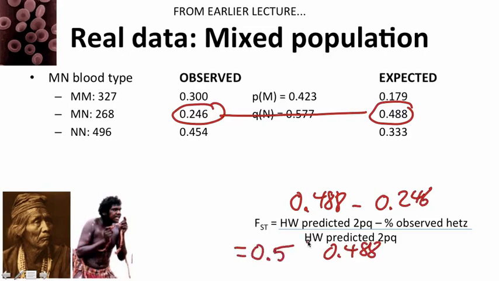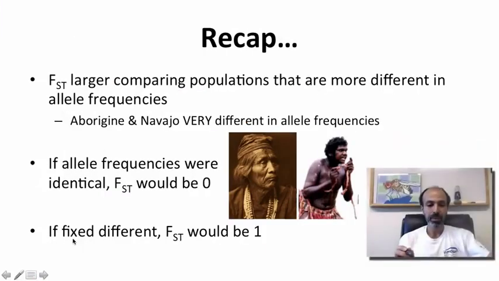So in this case, we see a fairly large FST, and you'd expect this, that there's been no historical gene flow between Aborigine and Navajo. Now again, to recap, FST is larger when you're comparing populations that are more different in allele frequencies. So again, the Aborigine and Navajo are very different allele frequencies, and that's why we saw a fairly large FST there of 0.5. If the frequencies were identical, FST would be 0. If they were fixed different, FST would be 1.